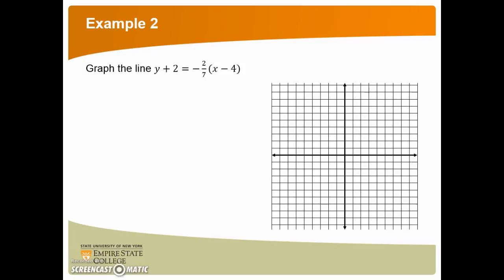What if we want to graph the line with the equation y plus 2 equals -2/7 the quantity x minus 4? We realize our line contains the point 4, -2. We plot that point. We use the slope to get another point. In order to stay on the graph, we move up 2 spaces and left 7 to plot our next point. Connect the points and label the graph.